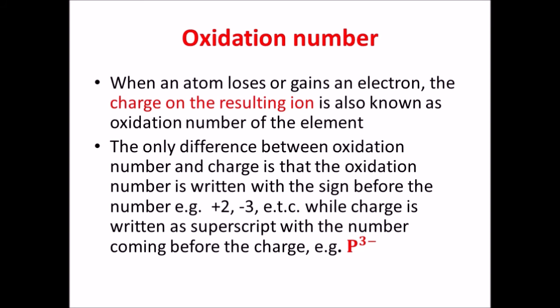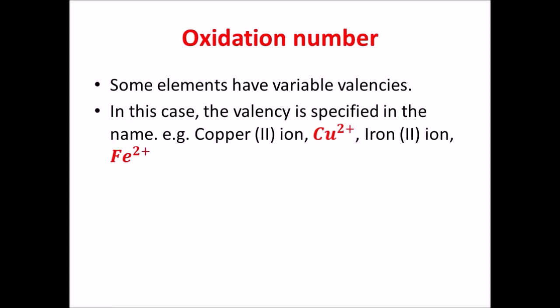Following now is the oxidation number. When an atom loses or gains an electron, the charge on the resulting ion is also known as the oxidation number of that element. The only difference between oxidation number and charge is that in the oxidation number, the sign is written before the number, while in the charge, the sign comes after the number, and you will see that P3 negative, that is a charge.